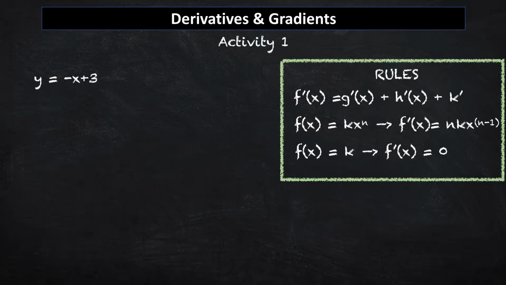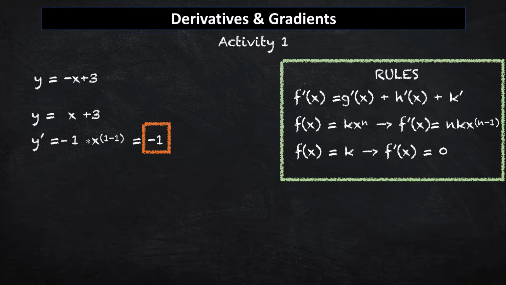Let's see now some examples of derivatives of functions. Here we have the function y, which is equal to minus x plus 3, which can also be seen as minus x to the power of 1 plus 3. So its derivative is minus 1, which multiplies x to the power of 1 minus 1, plus 0, because the gradient of the constant plus 3 is 0. And so the derivative of this function y is just minus 1, which is the final step of this exercise.